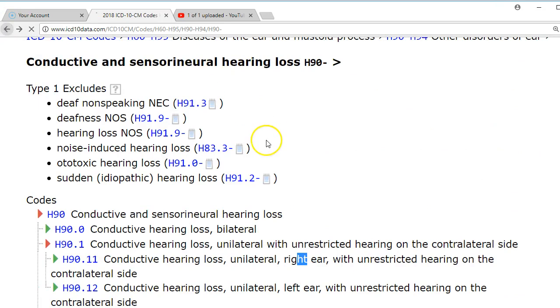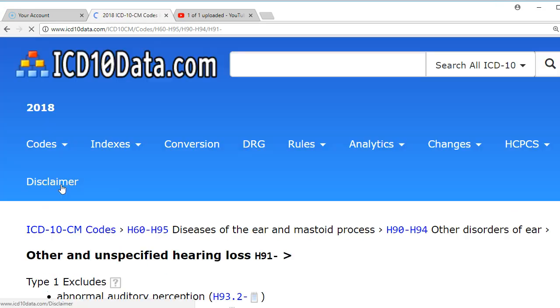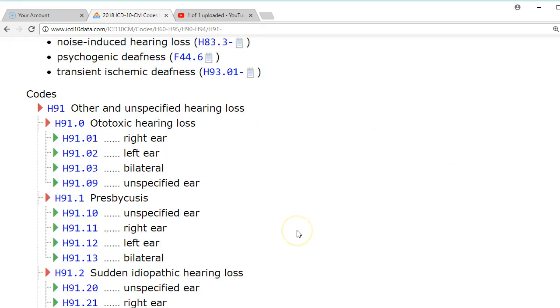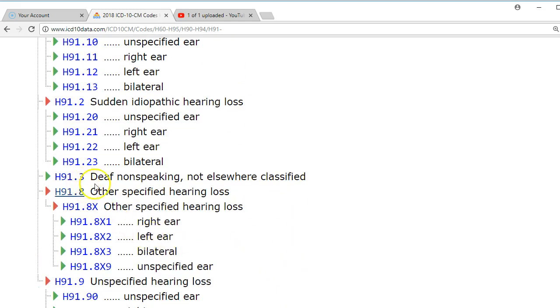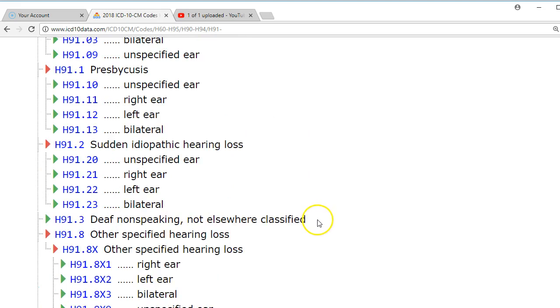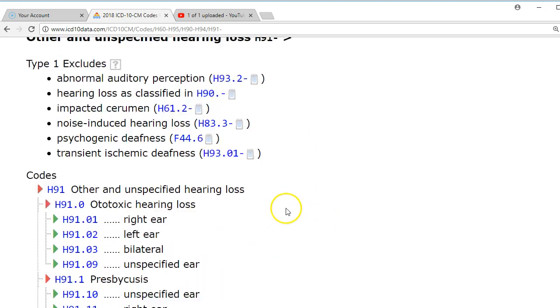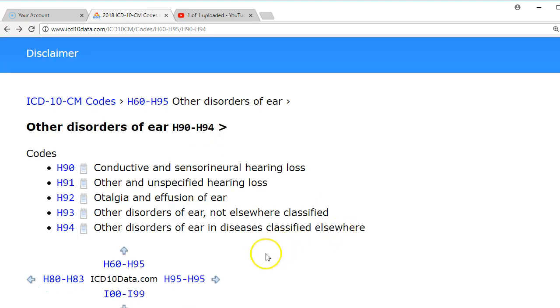The other thing that we want to keep in mind is then we get to the other and unspecified hearing losses. So this is a complete hearing loss or sudden hearing losses. Okay, so again, we have like the deaf non-speaking, other specified hearing losses here as well. So again, we want to get as specific as possible based off of the documentation that we are given from our provider.